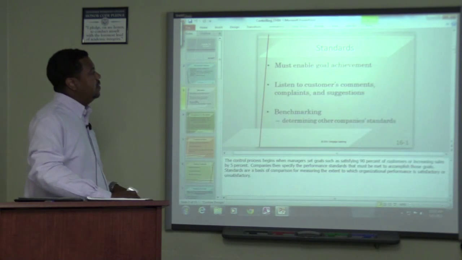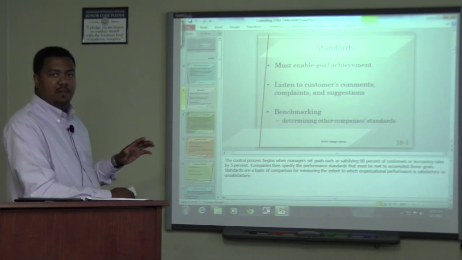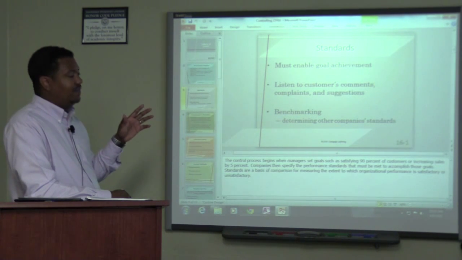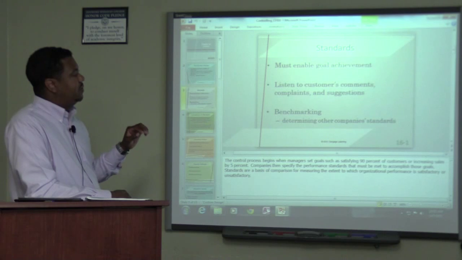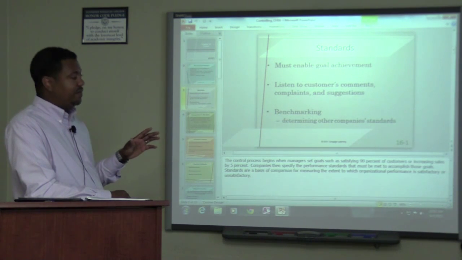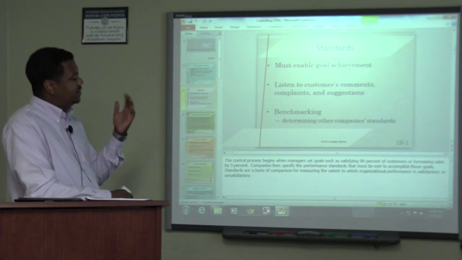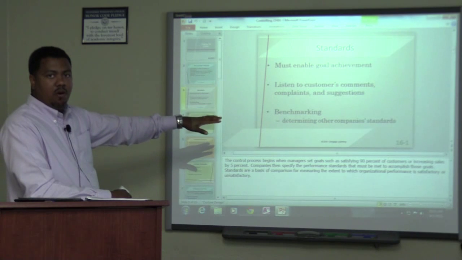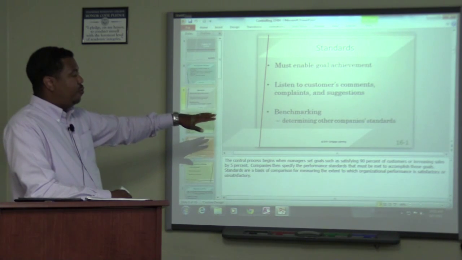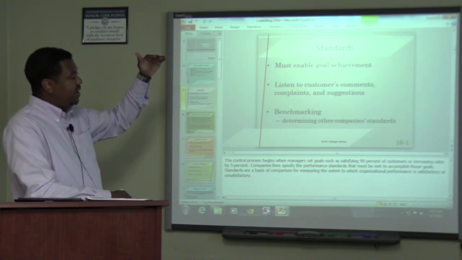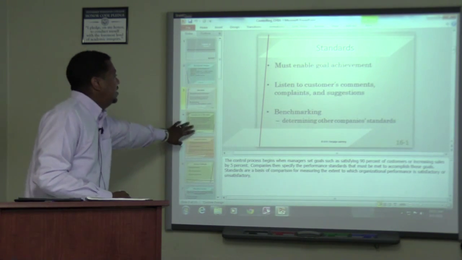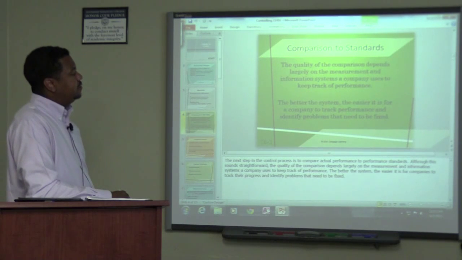So let's look here. When we start thinking about controlling our organization, we have clear goals that enable achievement, but we're also listening to our customers, identifying how we can best resolve complaints or situations, or even hear suggestions from them. And then, of course, we have a clear way to benchmark with the best ability and outcome of where our organization should be in providing a certain type of service or product within our organization. So let's move here and we'll look at comparing standards.